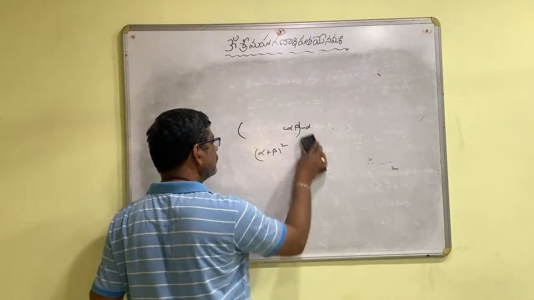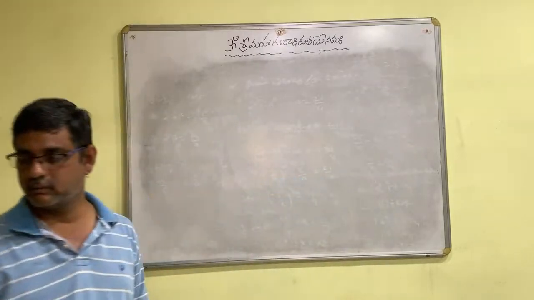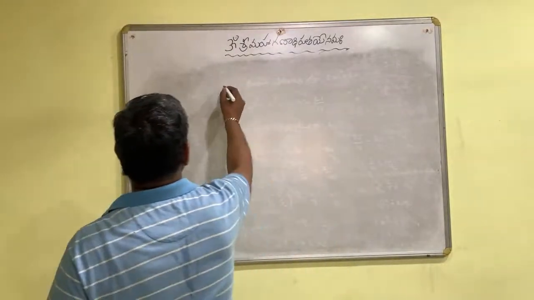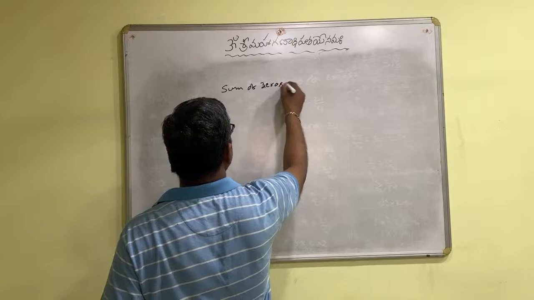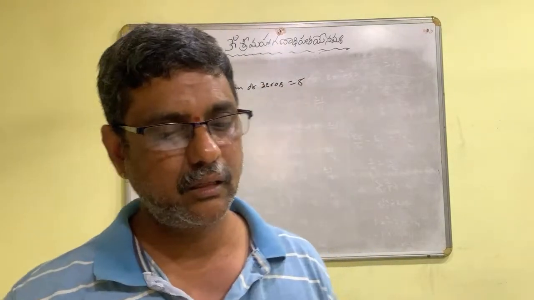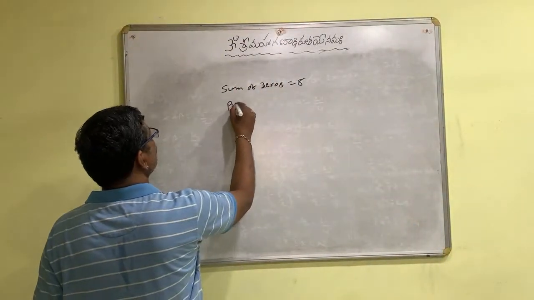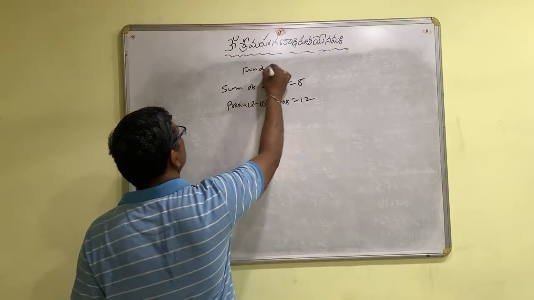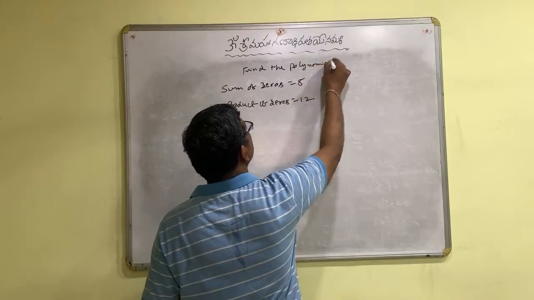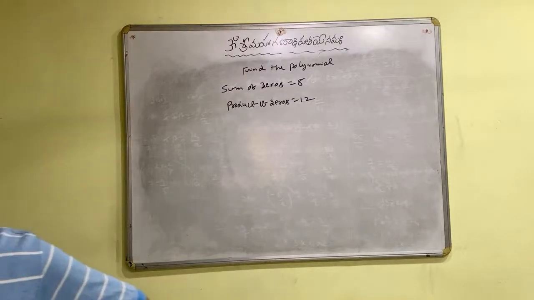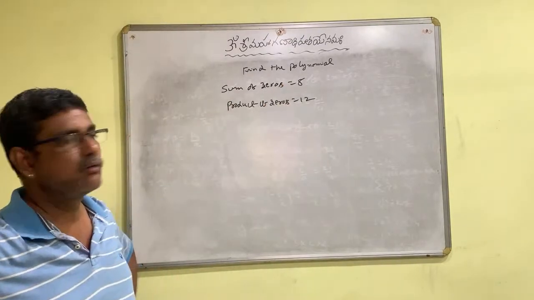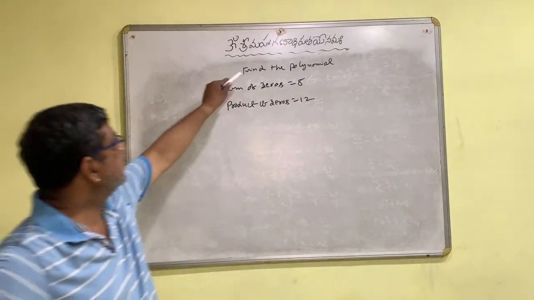Next question. Find the quadratic polynomial whose sum of zeros is 8 and product of zeros is 12. So we need to find the polynomial, children. What is given? Sum of zeros is given as 8. Product of zeros is given as 12. We need to find the polynomial.